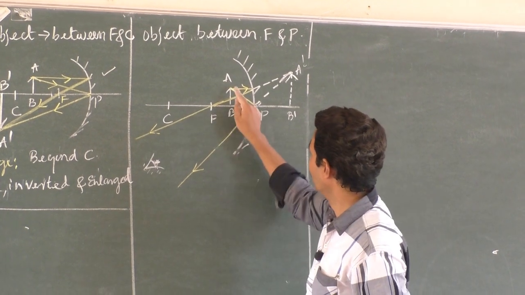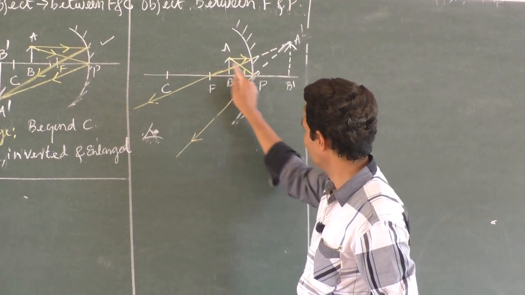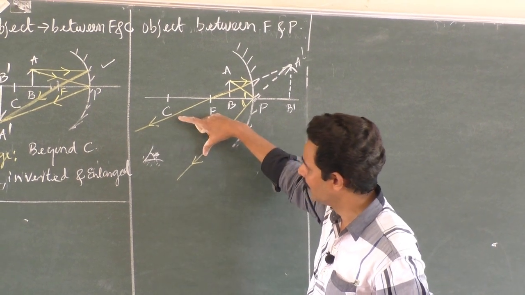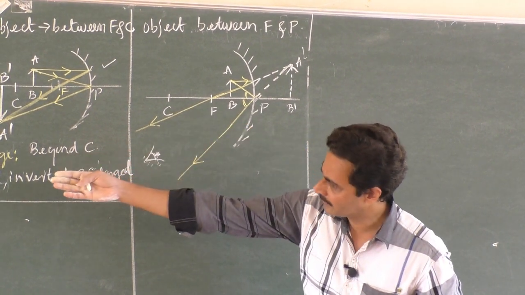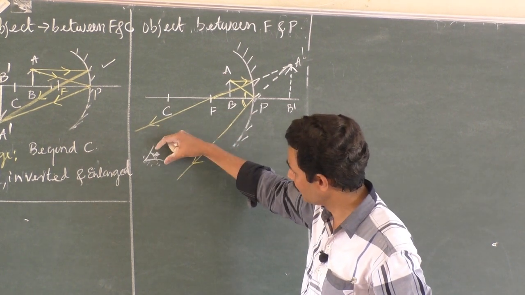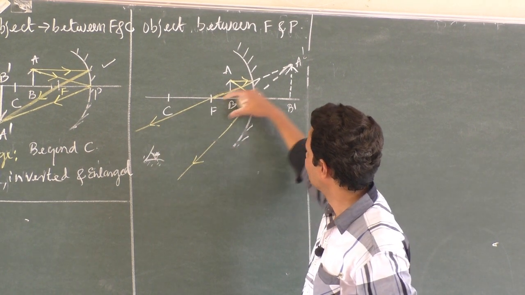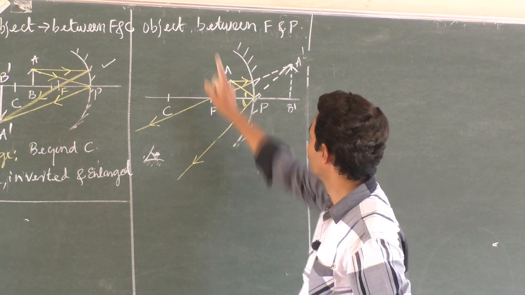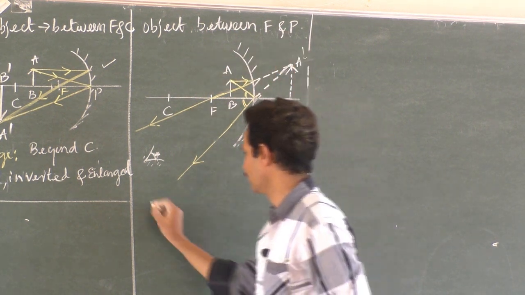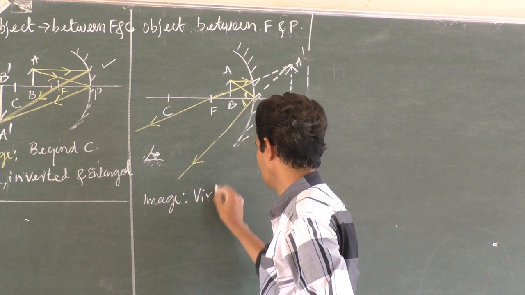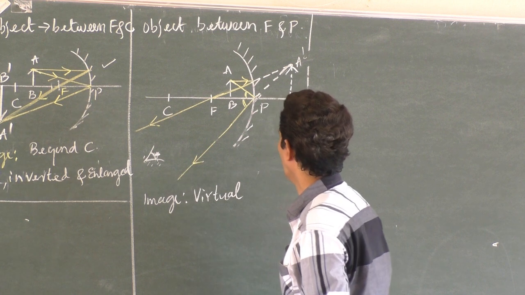So, one ray parallel moves to the focus, another ray incident on the pole at some angle gets reflected like this. They never meet as we got in the earlier cases. They diverge. But for a person observing from here, it looks as if they are coming from here. This is the virtual image. So, object between focus and pole. What about the image? Image is virtual and erect.